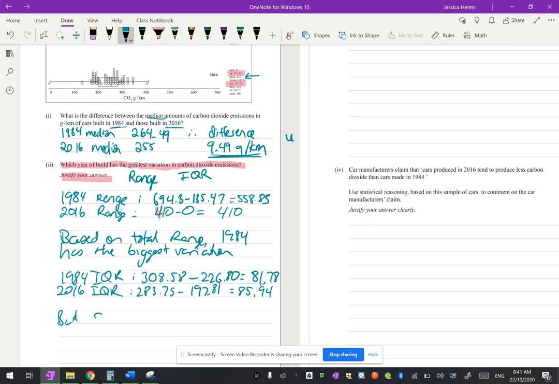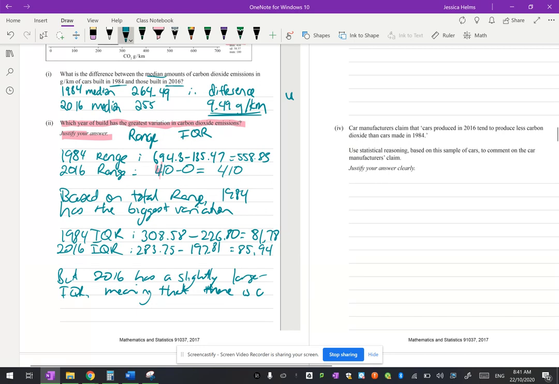So 2016 has a slightly larger interquartile range, meaning that there is a little more variation in the middle 50% for 2016 cars in terms of CO2 emissions.